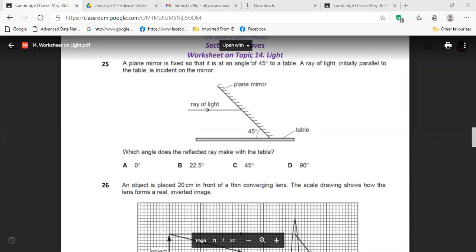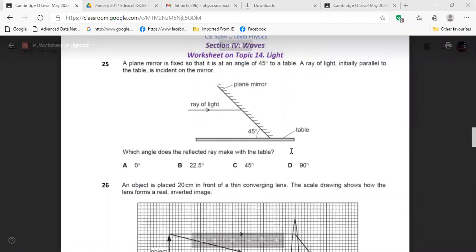Monica, can you read 25? A plane mirror is fixed so that it is at an angle of 45 degrees to a table. A ray of light, initially parallel to the table, is incident on the mirror. Which angle does the reflected ray make with the table? I wrote C.